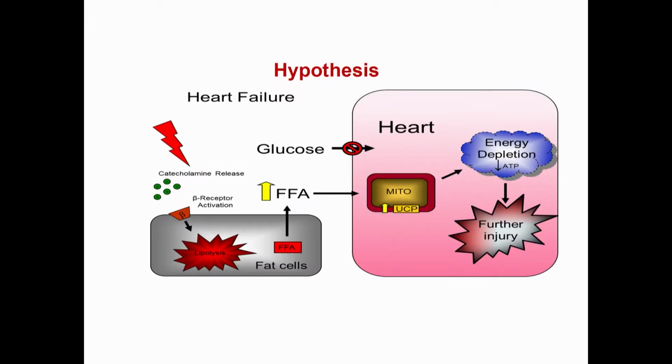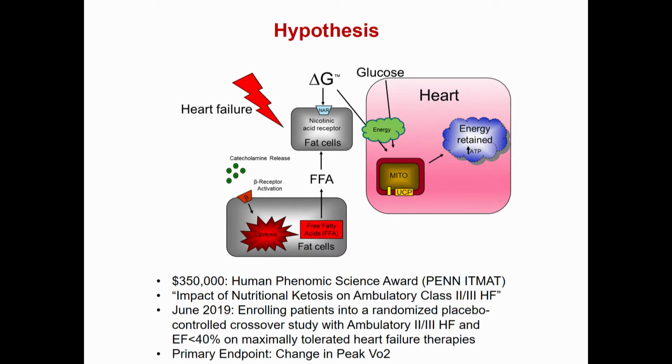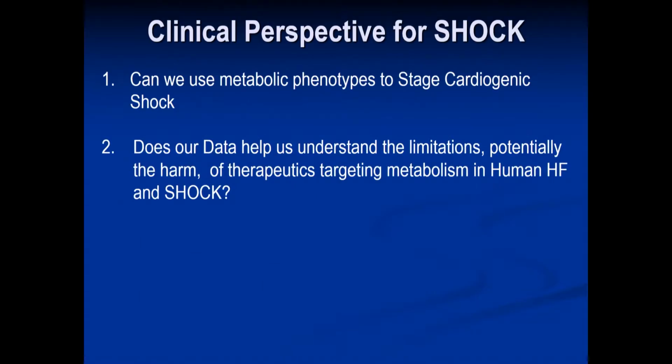So our hypothesis was that you would actually be able to improve the energetics of the heart with ketones via a mechanism that basically involves both the use of ketones and an increased uptake of glucose. We're going to try to prove this with the grant that we have at Penn. So I'm the PI in this human phenomic science grant that we're going to do a first-in-human shot with 12 to 15 patients.